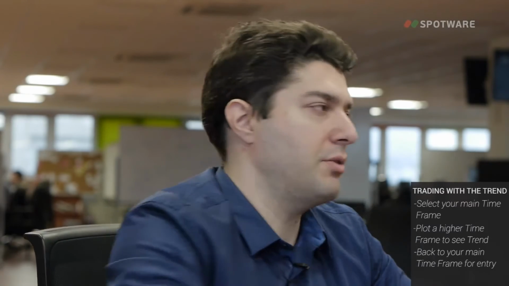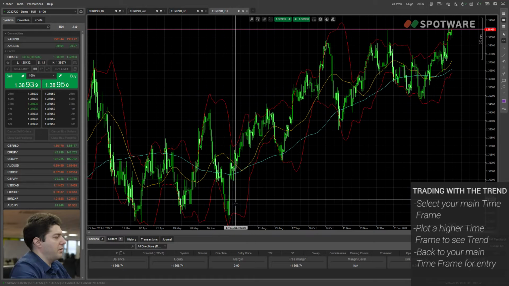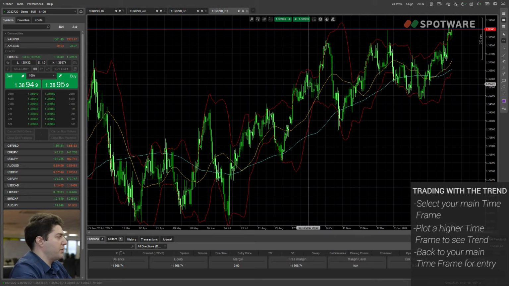I'm going to show that in cTrader. We have the same charts that we have before here. We have a daily chart. We see that in the daily chart the trend is long. We can draw a trend line, we can have moving average crossover, it doesn't matter.